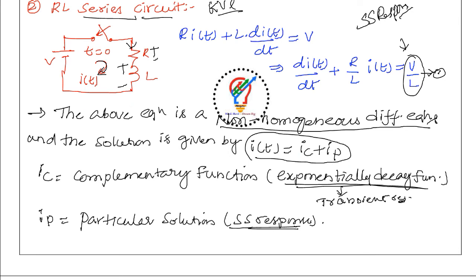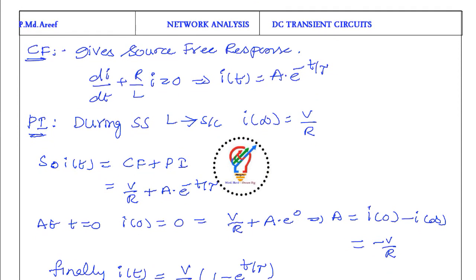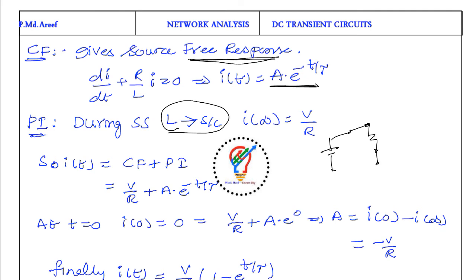That means this equation will have two parts, complementary function plus particular integral. The complementary function gives the source free response, so exponential terms will come here. During steady state, the inductor acts as a short circuit. When the inductor acts as a short circuit, the voltage source is here, the switch is closed, only resistance is available, and inductance is short circuited. So I of infinity is nothing but V by R. Now I of t is a combination of complementary function plus particular integral.